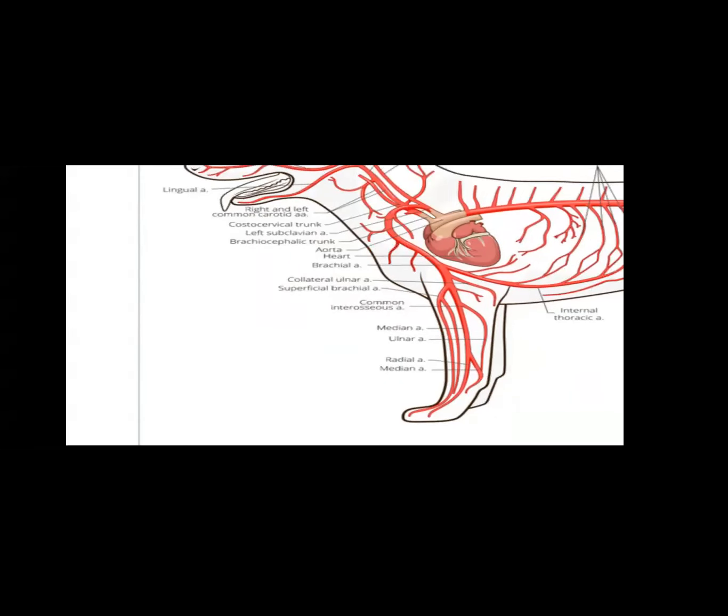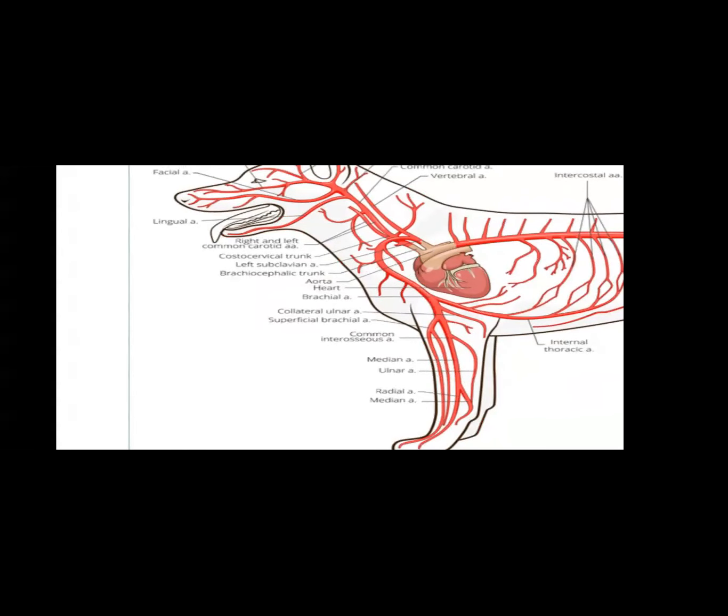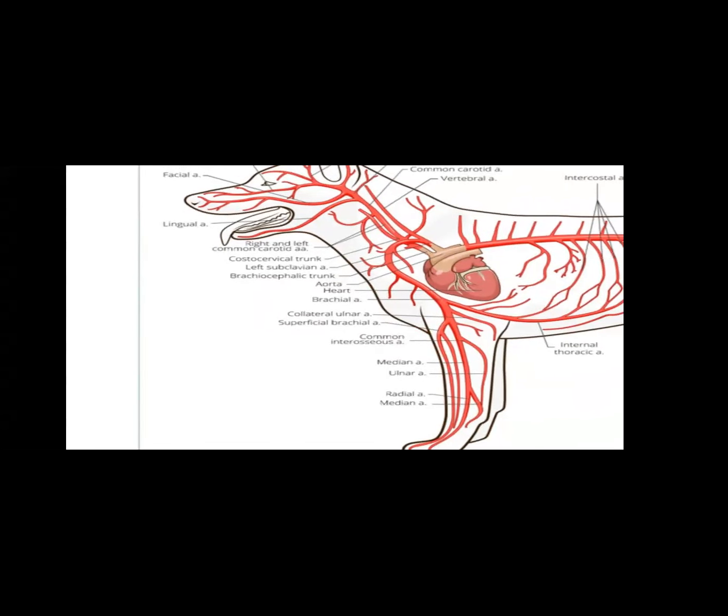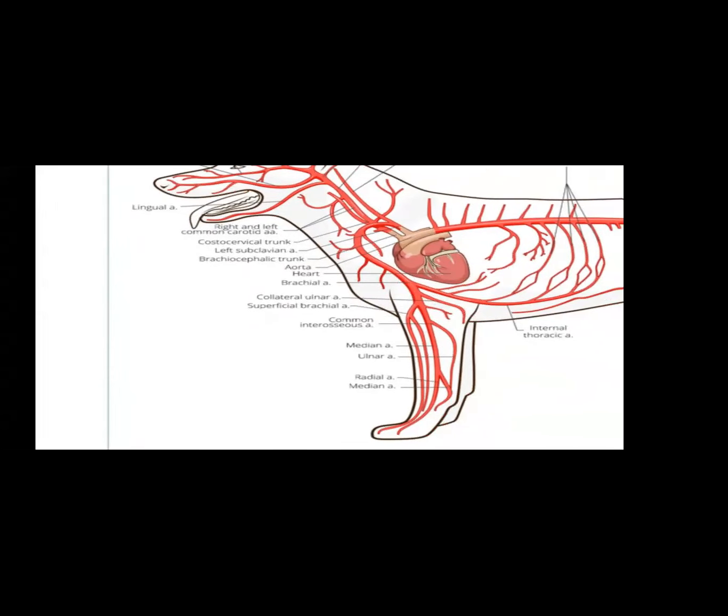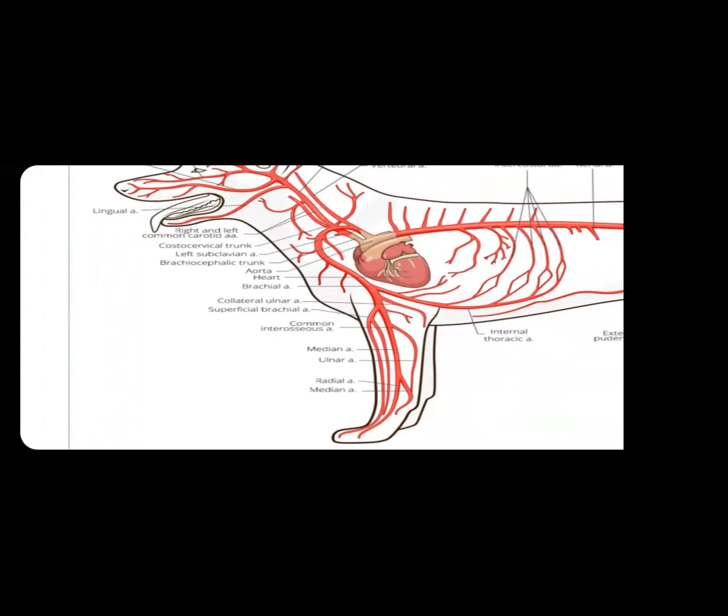So then we've also got the left and right common carotid artery. We've got the costocervical trunk, left subclavian artery as well, brachiocephalic trunk, aorta. Then on the side, we've got the aorta. This is where, now, near the heart.